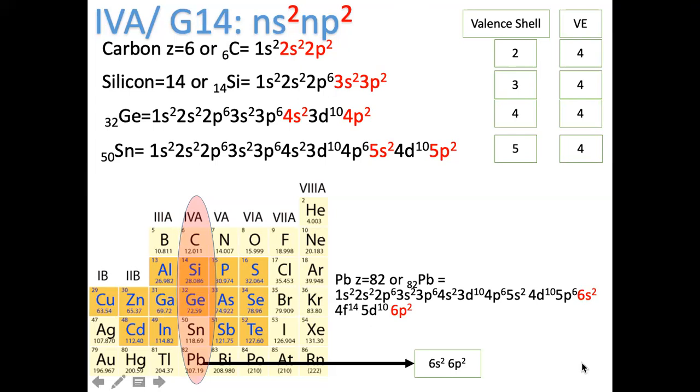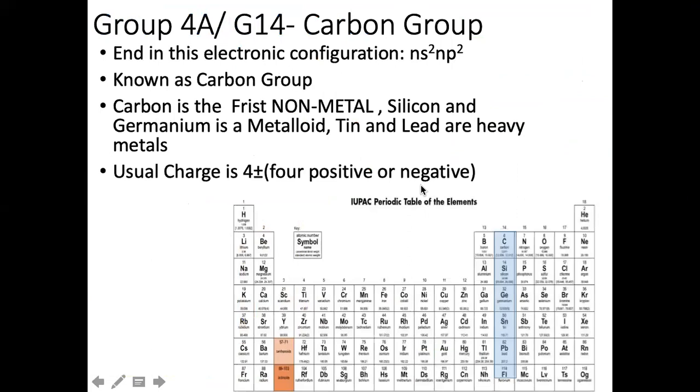Let's move further. This time, group 4A is known as the carbon group. Carbon is the first non-metal. Silicon and germanium are metalloids. Tin and lead are heavy metals, and the usual charge is 4 positive or negative.